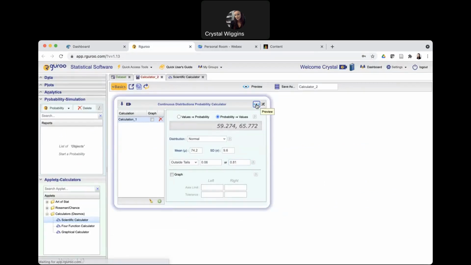And when I select my eyeball, it says that a student who gets a 59 through a 66, when I round to a whole number, will get a D on the exam. Okay, hopefully you find this video helpful when entering continuous probabilities or finding values under the continuous curve in our Rguroo.